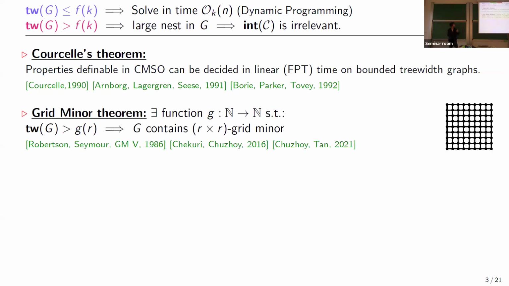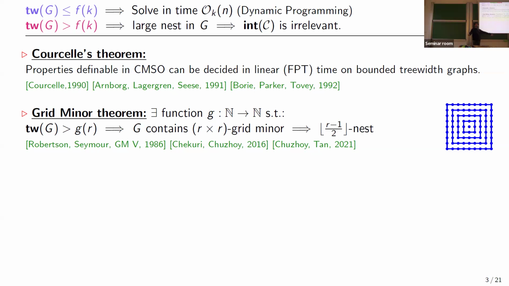So algorithmically, if I have bounded tree width, I can solve my problem, as long as this is expressible in CMSO. Also, I have the grid-minor theorem that says that large tree width gives me a big grid minor. And how do I use a big grid minor? Basically, a grid minor gives me a nest, because the grid gives me many cycles. So here is my nest.